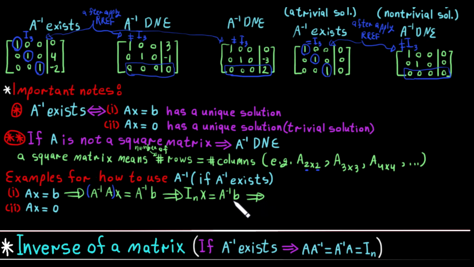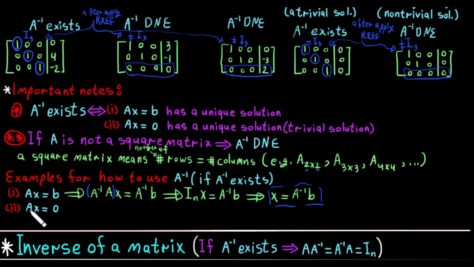Then, as we know, any matrix multiplied by identity will remain the same. So it will not affect anything. So here, identity multiplied by x will be x. So here I will write x equal A inverse multiplied by B. This is the answer. So the answer to find x is x equal to A inverse multiplied by B.